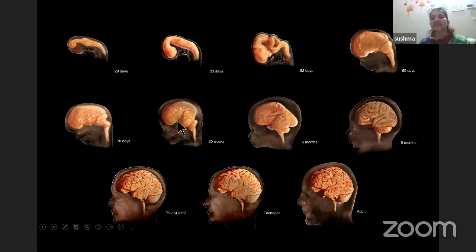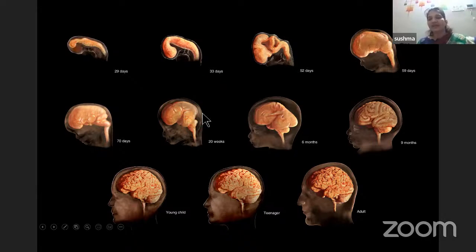At 20 weeks, one of the first sulci you can see is the lateral sulcus, which separates the temporal lobe from the rest of the cerebral hemisphere. This is called the Sylvian fissure. These fissures are seen only starting from 20 weeks and above.